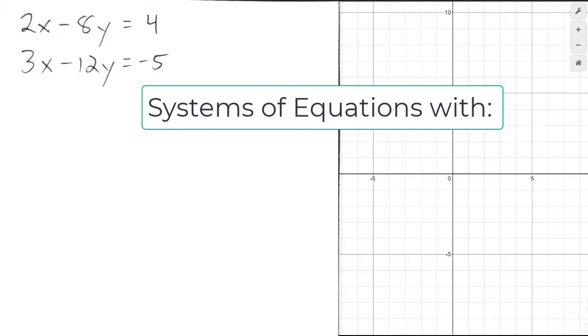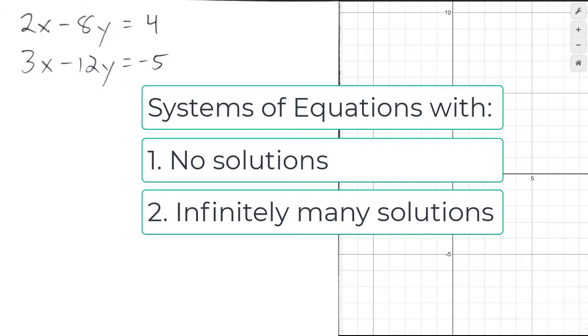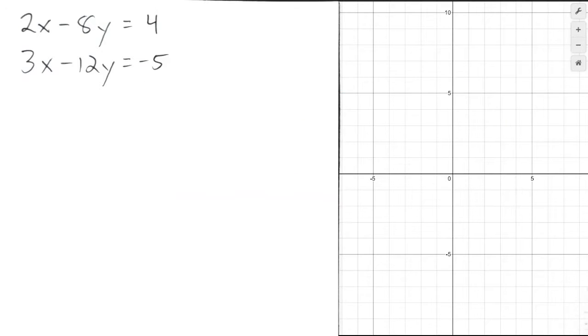In this video, we're going to talk about the possibilities of having no solutions or an infinite number of solutions when we're solving a system of equations. These are possibilities, so we need to understand how to recognize when they occur. So let's take a look at this system of equations we have right here.